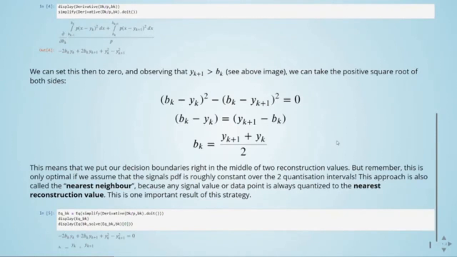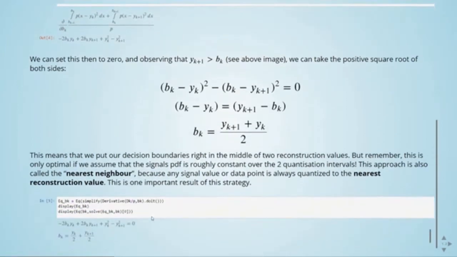This means that we put our decision boundaries right in the middle of two reconstruction values. We assume that the signal PDF is roughly constant over two quantization intervals. This approach is also called the nearest neighbor, because any signal value or data point is always quantized to the nearest reconstruction value. This is a very important result of this strategy.